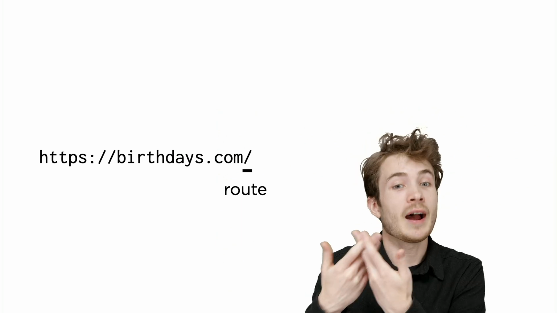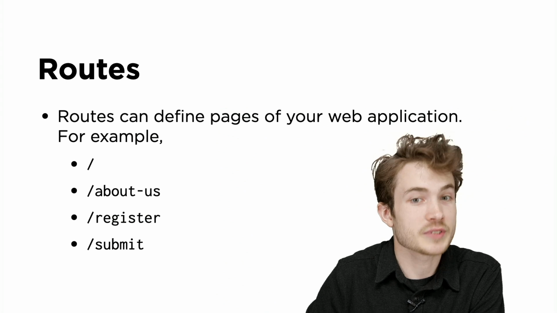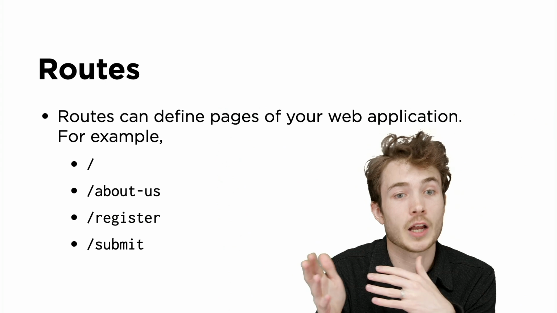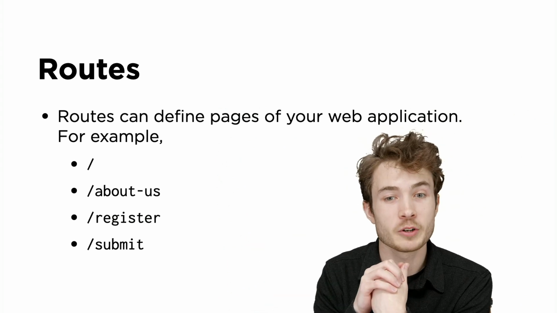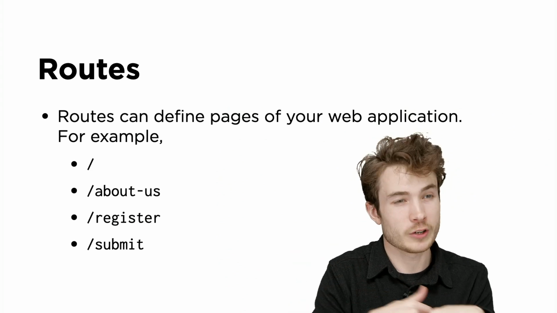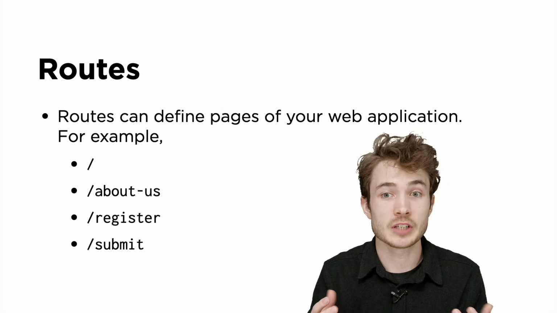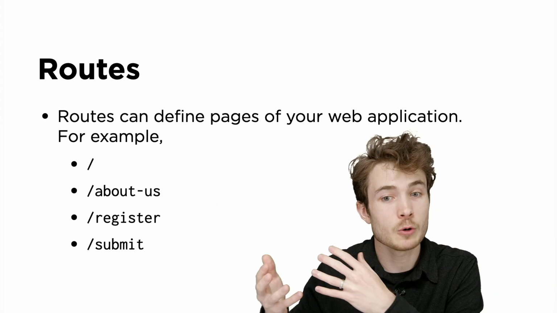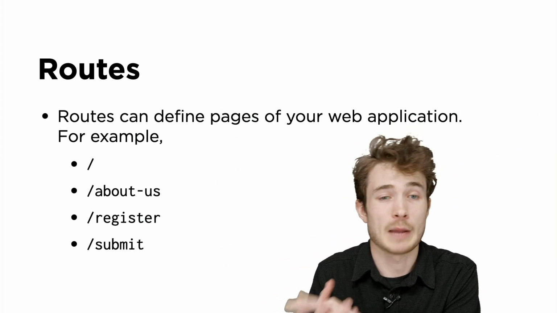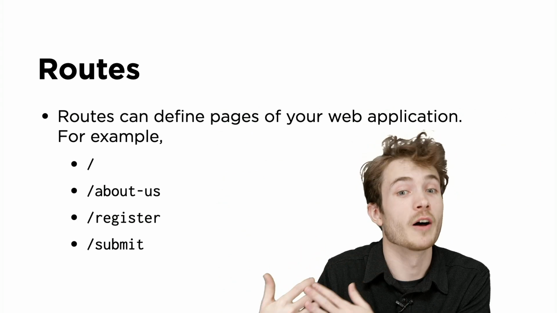But we could make all kinds of different routes on our applications. Some of them might look like this. Maybe you've seen websites that have an About Us page. So the route for that might be something like /about-us. Or if you're trying to register for an account, the route might be /register. Or if you're trying to submit some form, it could be /submit. The idea here is that the application could come up with their own names for routes and then define what happens when the user goes to that particular route on the application, if that makes sense.